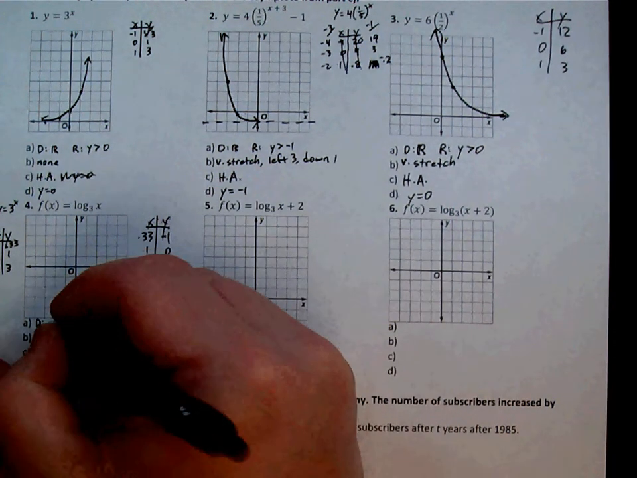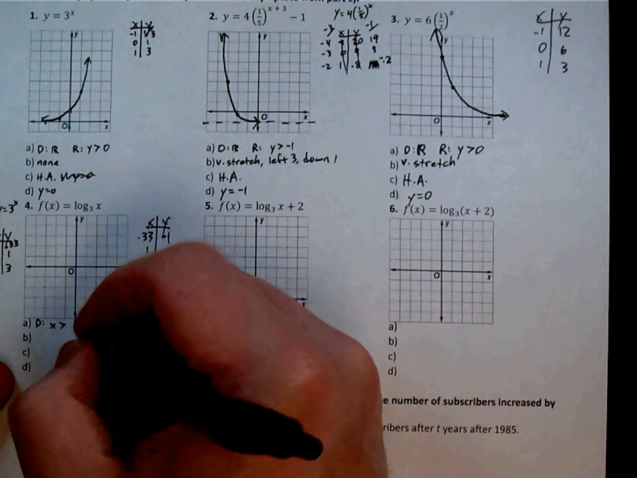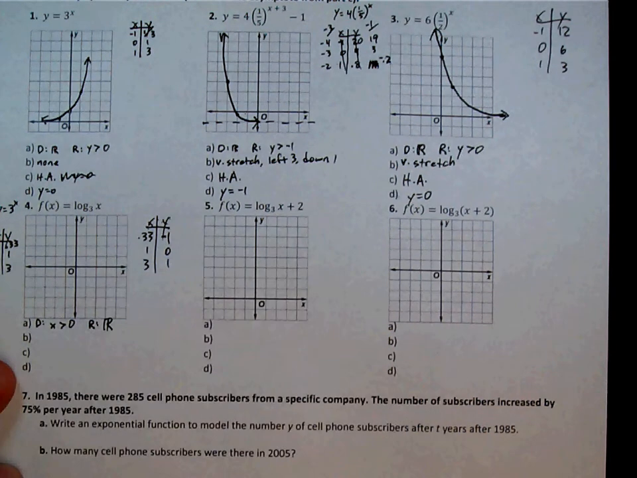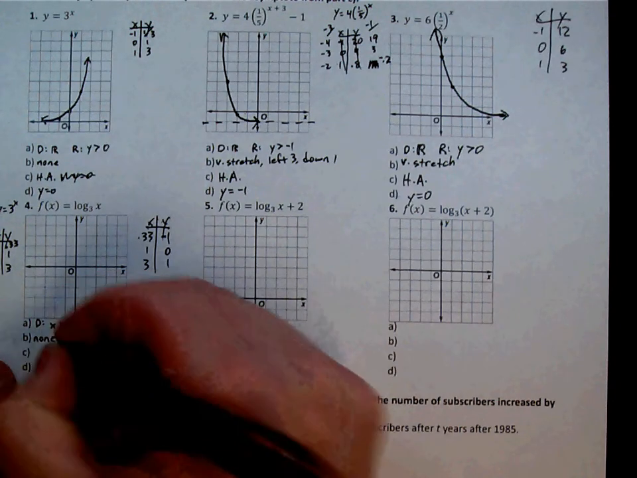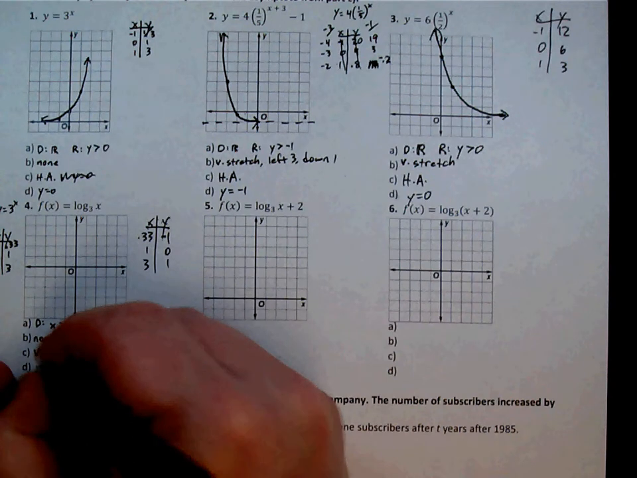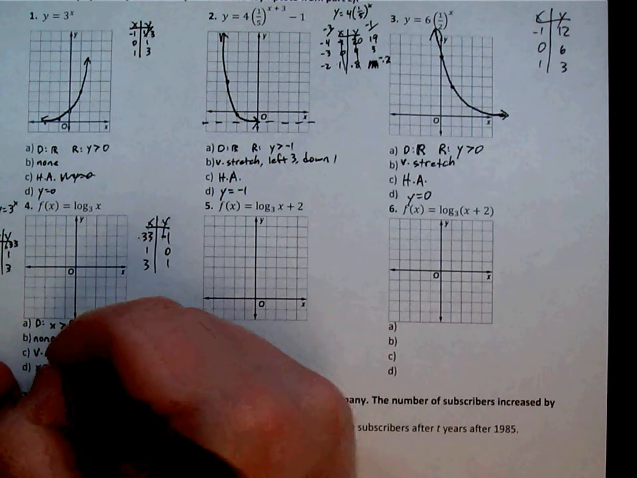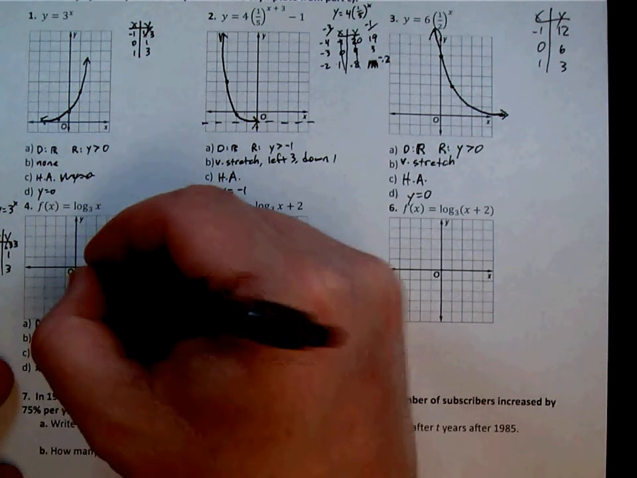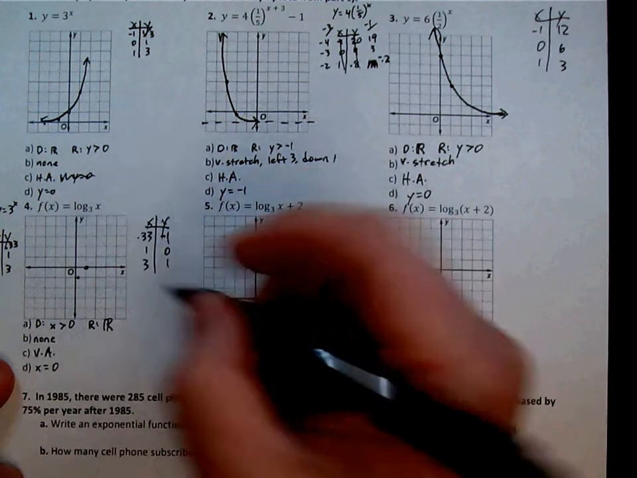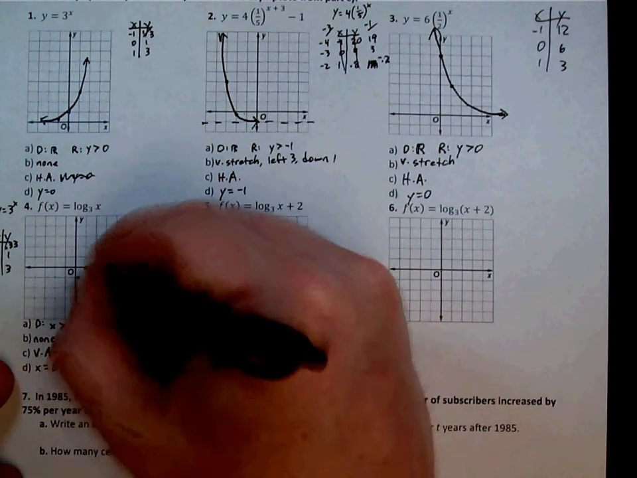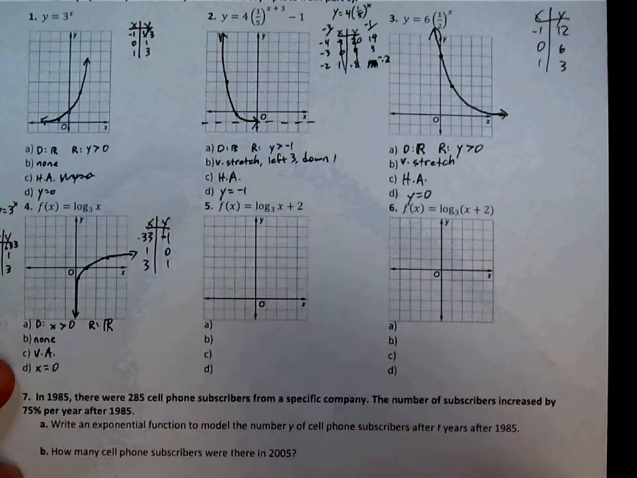Domain now, it's going to be x is greater than my h, which is 0. Range is going to be all reals. Transformations, there are none. It's going to be a vertical asymptote now since it's a log, and it's going to be x equals whatever my h is, which is 0. So our graph looks like that.